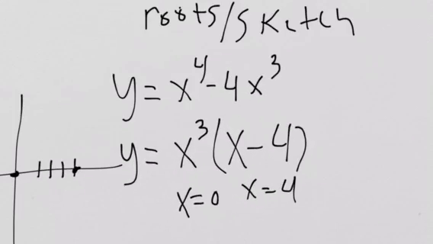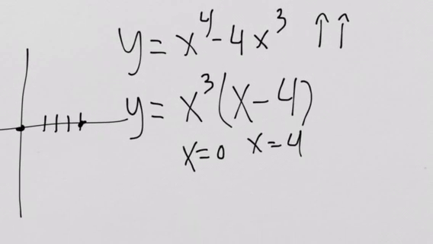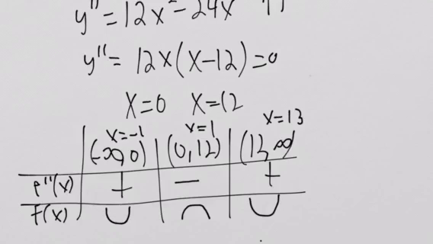All right, what kind of polynomial is this? It's an end behavior of up, up. And then the other thing we know is that there is an inflection point at x equals 0 and x equals 12, because that's where the concavity is shifting.